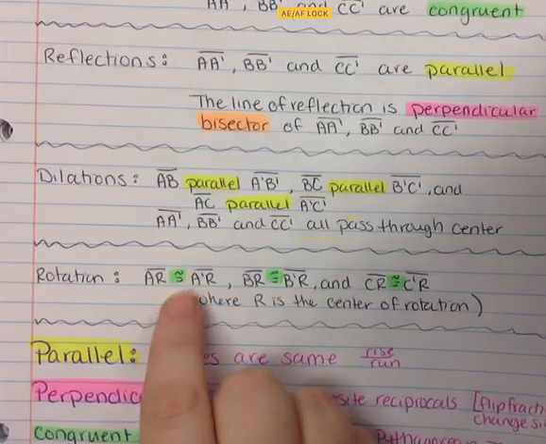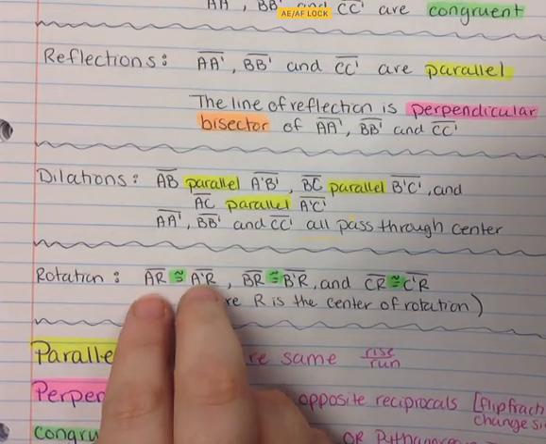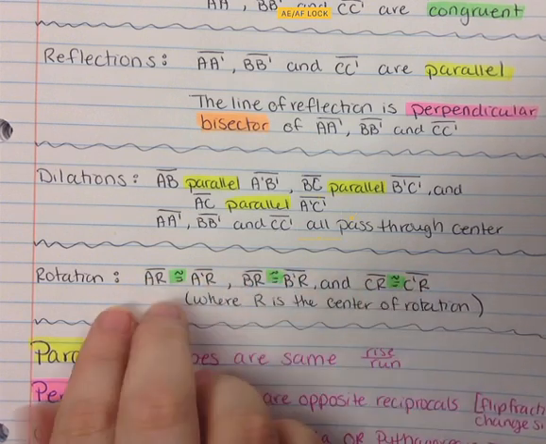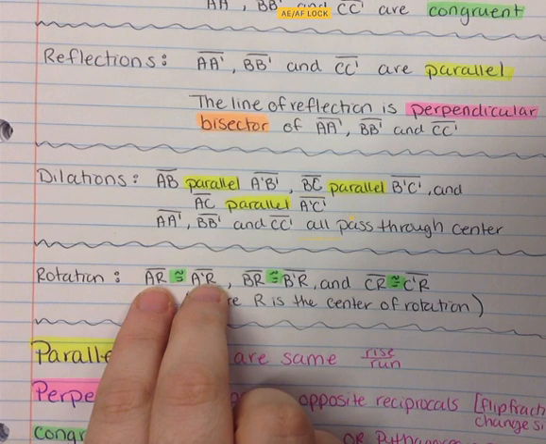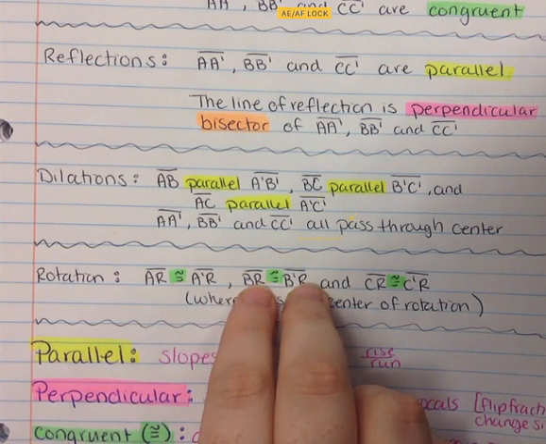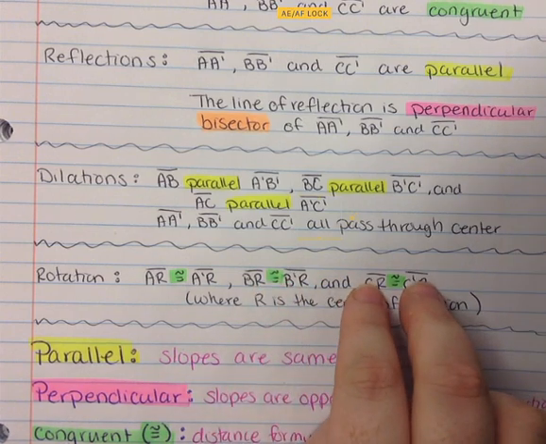For rotations, you only have to prove congruency, but you have to prove 6 total things. You have to find 6 distances, because these 2 will be the same distance, so those are congruent. These 2 will be the same distance, so they're congruent. And these 2 will be the same, so they're congruent.